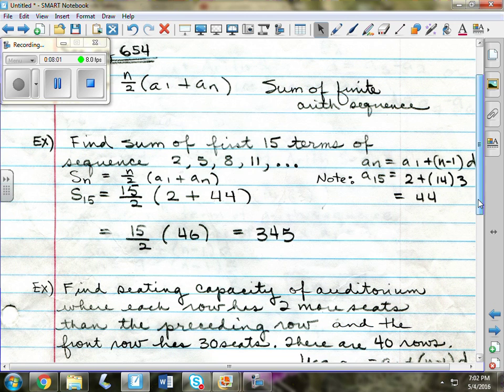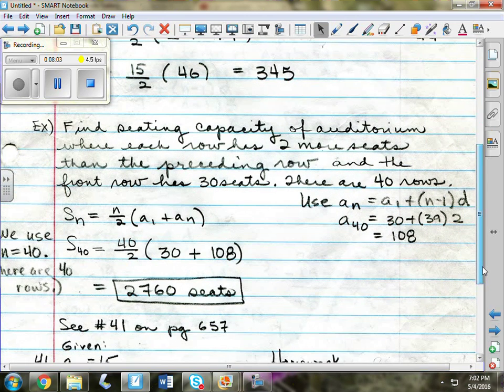This can be used for finding something like the seating capacity of an auditorium. Each row has 2 more seats than the preceding row, and the front row has 30 seats. There are 40 rows in all. So we want to sum up all of the seats. We're going to let n be 40 since there are 40 rows. So I'm putting n as 40 in here.